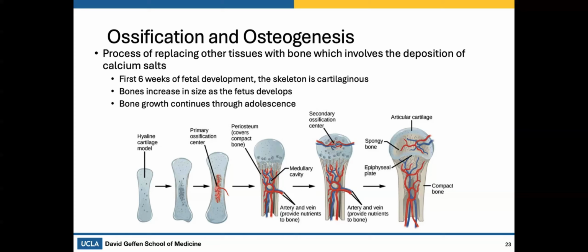Ossification begins in the embryo between the 6th and 7th weeks of development. It continues throughout life, especially during growth and to repair fractures. Ossification in different bones occurs at different rates, so it's something to be aware of.